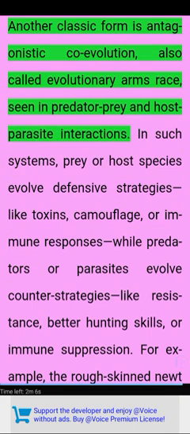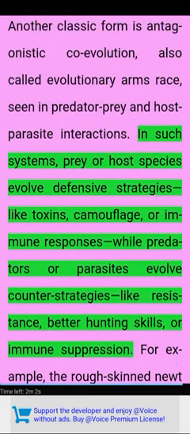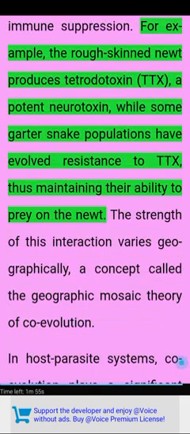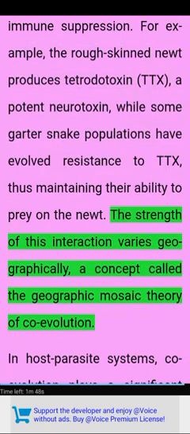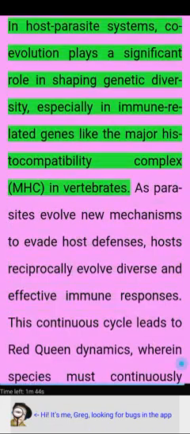Another classic form is antagonistic coevolution, also called evolutionary arms race, seen in predator-prey and host-parasite interactions. In such systems, prey or host species evolve defensive strategies, like toxins, camouflage, or immune responses, while predators or parasites evolve counter strategies, like resistance, better hunting skills, or immune suppression. For example, the rough-skinned newt produces tetrodotoxin (TTX), a potent neurotoxin, while some garter snake populations have evolved resistance to TTX, thus maintaining their ability to prey on the newt. The strength of this interaction varies geographically, a concept called the geographic mosaic theory of coevolution.